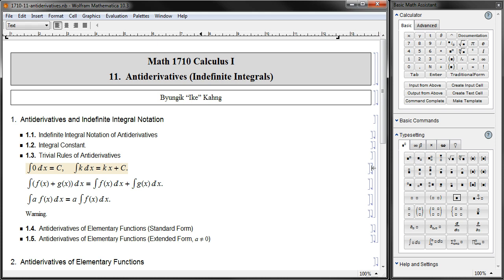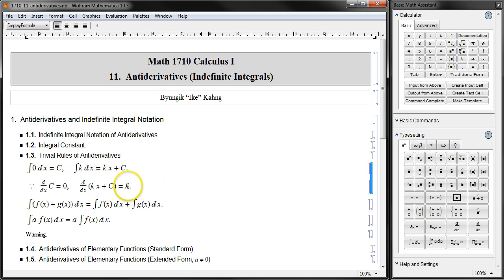How do we know? No sweat. Start from the right hand side and take the derivative. You see? Antiderivative, that's backward computation of the derivative. So just take the derivative from the right hand side. Derivative of arbitrary constant c, that's 0. Derivative of linear function kx plus c, that's k. And that's how you prove this.